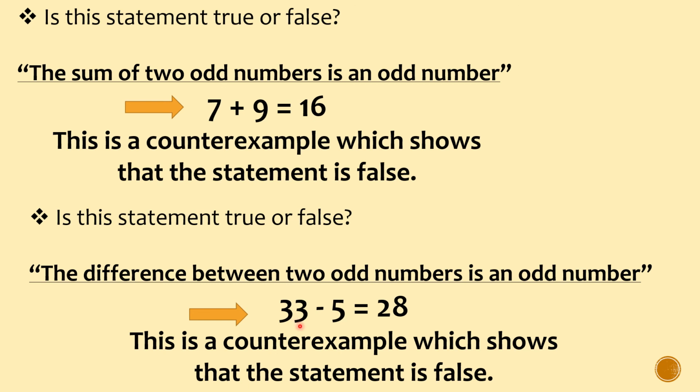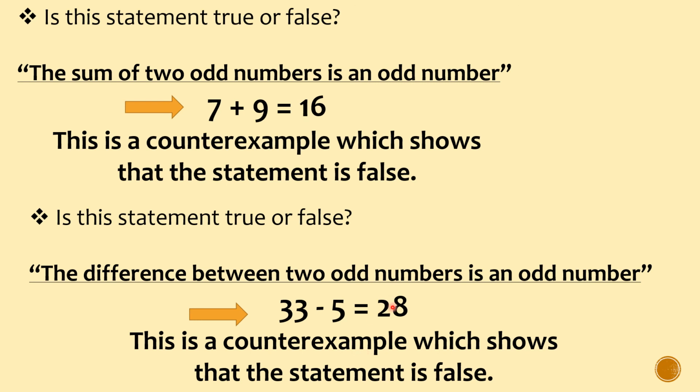33 is an odd number because you look at the digit in the ones place. It is 3 and 3 is an odd number. That means 33 is an odd number. 5 is also an odd number. 33 minus 5 is 28. Here the difference between two odd numbers is not an odd number. It's an even number. You consider any other example and again you'll find out that the difference is not an odd number. In fact, it's an even number. So this means this is a counter example which shows that the statement is false.